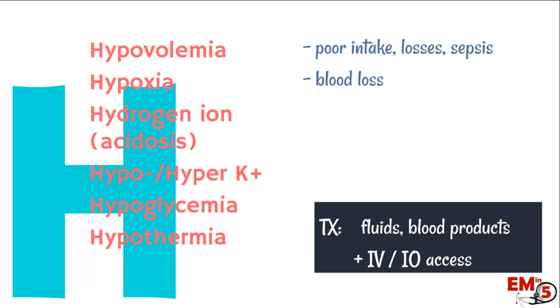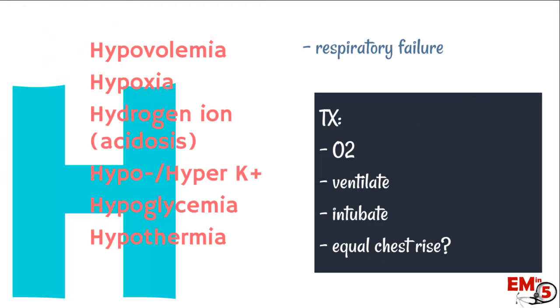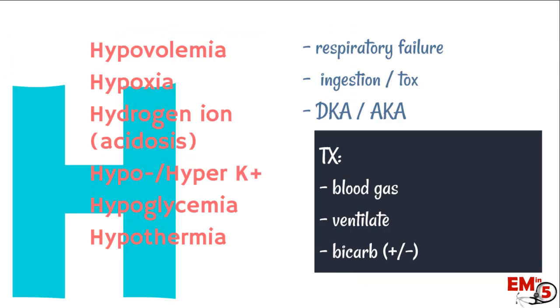Okay, so first on the list of H's is hypovolemia. This can be from poor intake, sepsis, blood loss. Your treatment is going to be giving fluids, maybe blood products, and obviously a big part of it is getting IV access or IO access very rapidly. Next up is hypoxia, usually from respiratory failure. Treatment here is going to be oxygenate, ventilate them, get a good airway right away, see if you have equal chest rise.